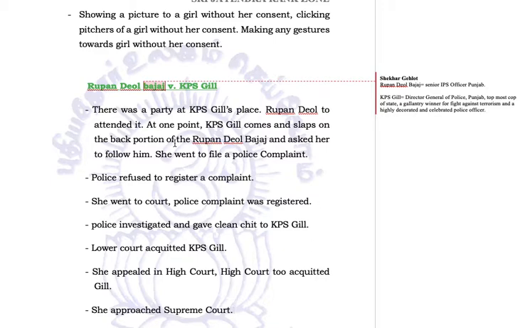Now, she went to police. She is a senior IPS officer and she goes to a police station to register a complaint. And what is the complaint? She says that I have been violated. My modesty has been outraged. By whom? By KPS Gill. So, the police station refused to register a complaint. Why? Because definitely he was the chief. So they did not have the courage to register a complaint against their own chief.